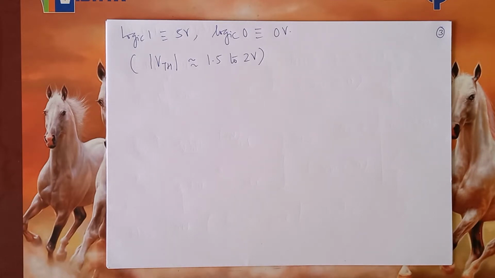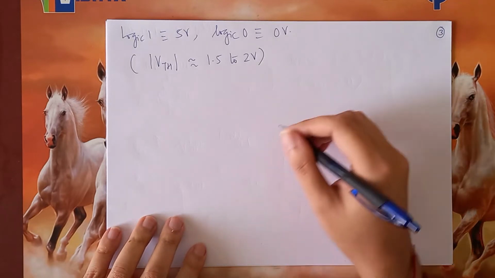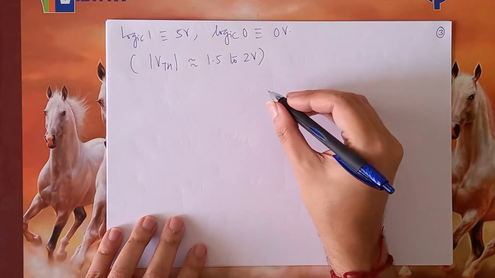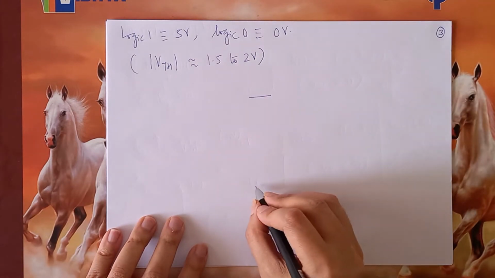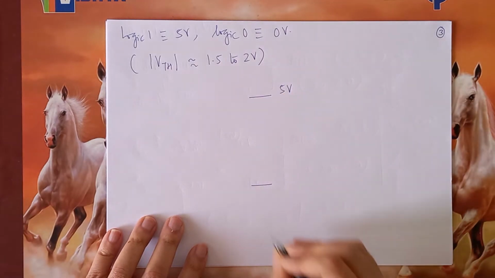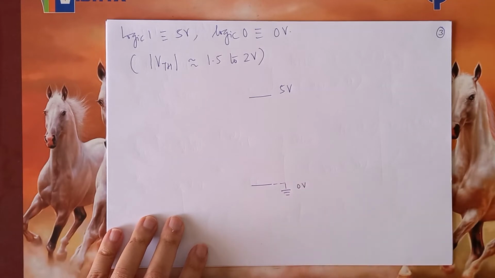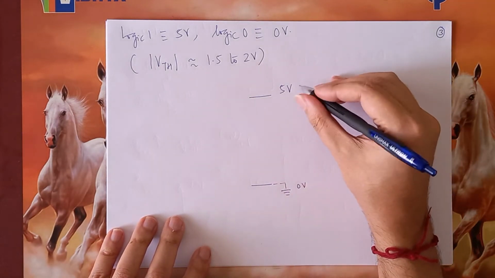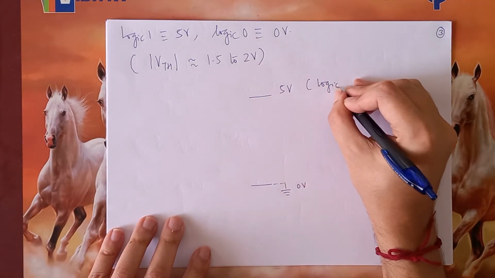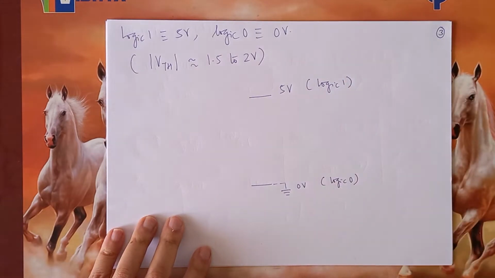So let's see. Let's suppose I have two voltages which I am supplying. One is a 5 volt supply, the other is ground or 0 volts. So effectively 5 is logic 1 and 0 is logic 0.